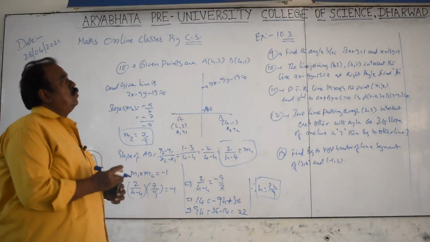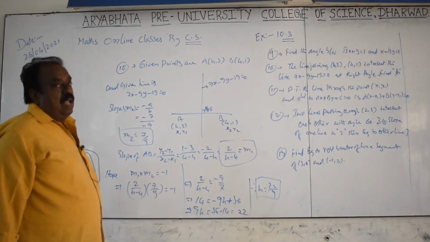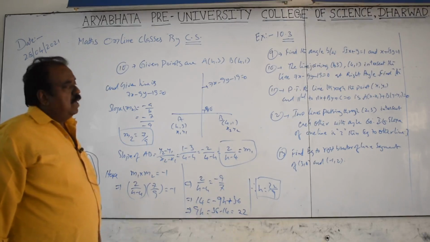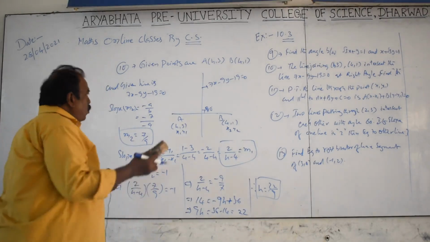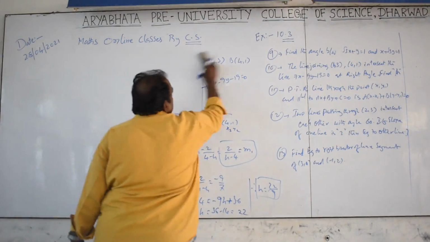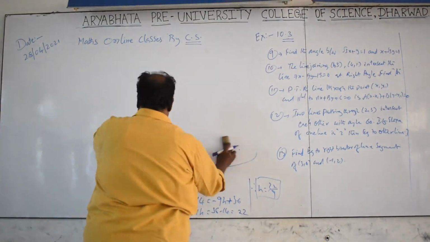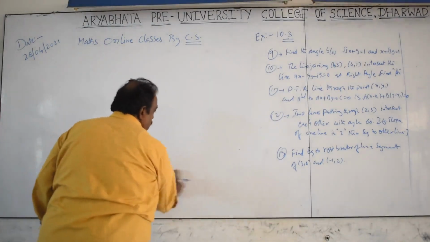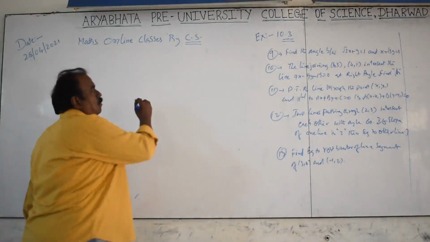Now I will go to the next problem, the 11th one. Prove that the line through the point (x1, y1) and parallel to a given line ax plus by plus c equals 0 is something. I have to prove that.